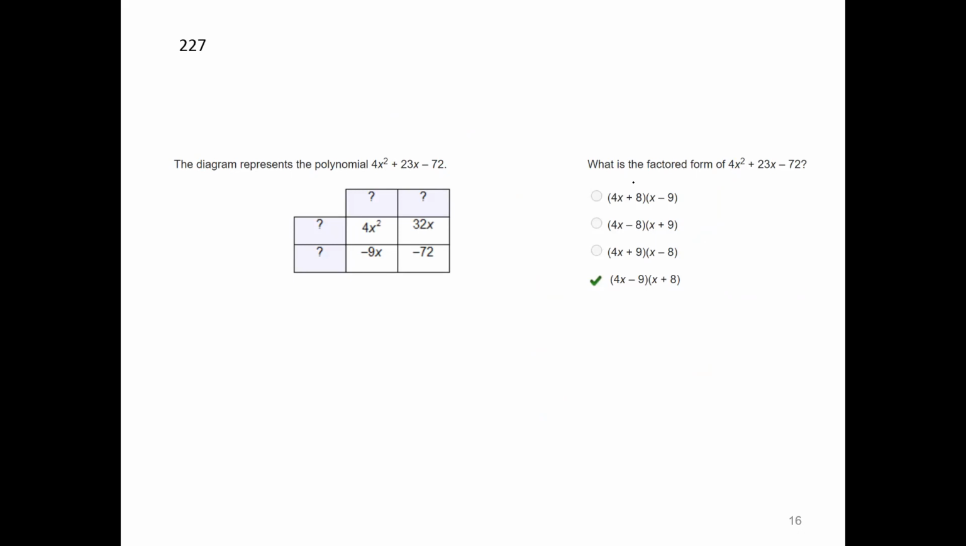Okay, so what is the factor form of this? So if you look at this right here, 4x squared. So what times what gives me a 4x squared? Well, I could do a 4x and an x. That gives me a 4x squared. Take a look over here. That's 32x. If this part has an x, that has to be a 32.